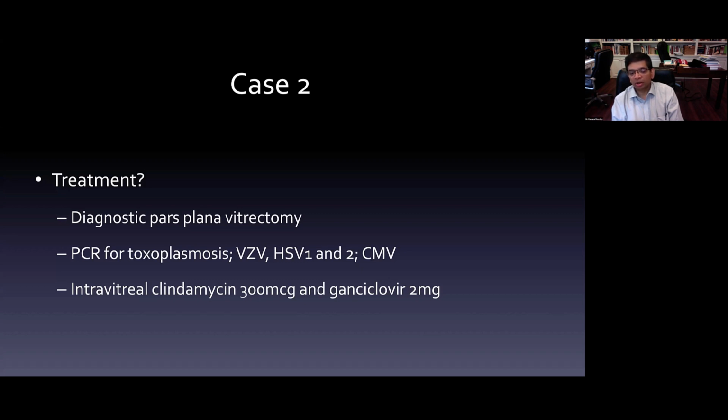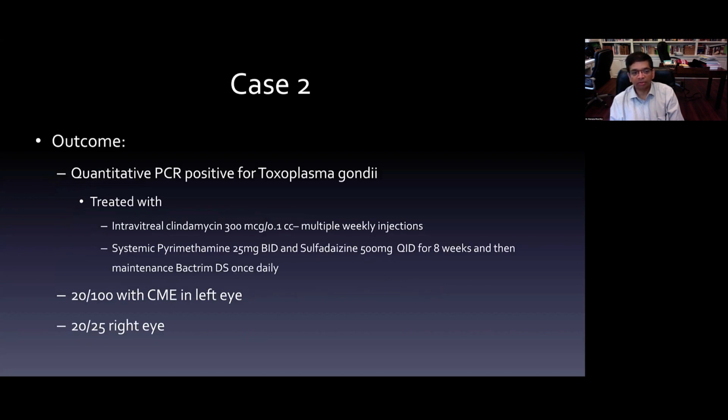The varicella zoster virus, HSV 1 and 2, and CMV were all negative, but I didn't know that at the time of the biopsy, so I injected intravitreal clindamycin as well as intravitreal ganciclovir. So the Toxoplasma gondii PCR was positive, and the patient was treated with multiple injections of intravitreal clindamycin along with systemic pyrimethamine and sulfadiazine for a couple of months. And after 6 months, his vision was 20/100 in the left eye with chronic CME. He never really improved from there.